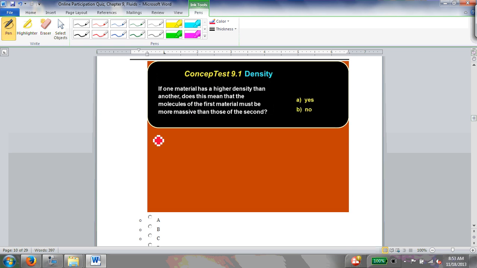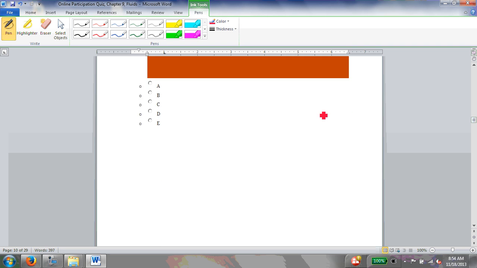If one material has a higher density than another, does it mean the molecules of the first must be more massive than those of the second? The answer is no, it doesn't matter about the mass of the molecules. The density is dependent on how closely packed those molecules are, not on the actual mass of the molecules.